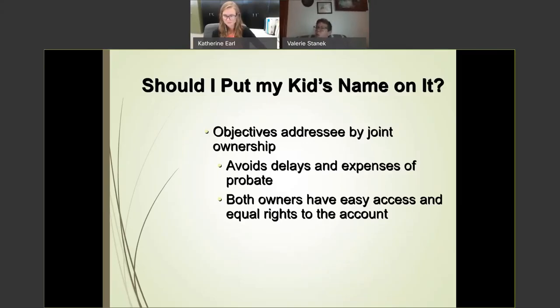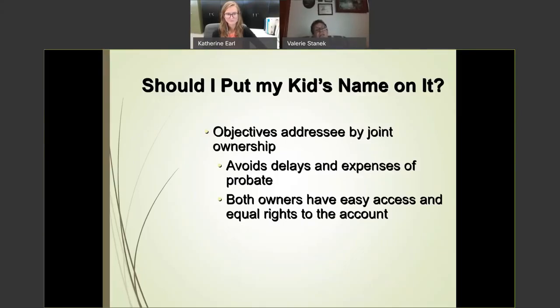So maybe gifting it away is not the best strategy for your situation. Maybe it is. Again, we would have to look at each person's situation individually. But what about just putting a child's or an heir's name on something so that it's a joint asset, a joint ownership with you? So let's talk about the pros, the objectives that are addressed by joint ownership.